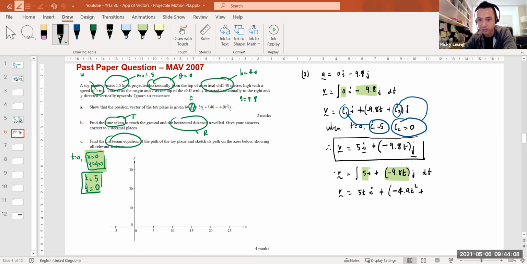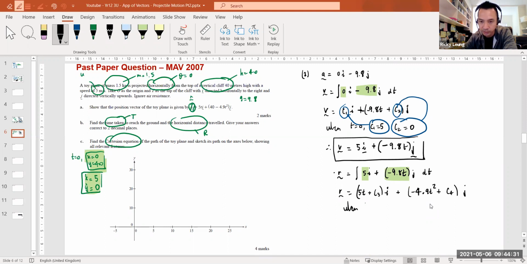squared plus, oh, I forgot to add the constant. That's very naughty of me. So let's just delete it. Let's just be good. Plus C3 i plus negative 4.9t squared plus C4 j.